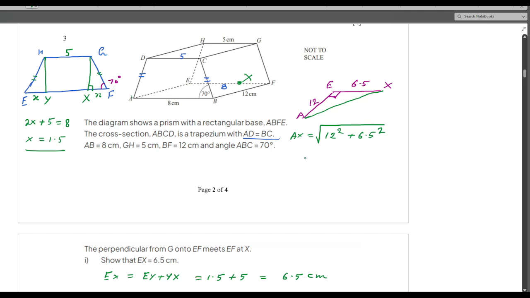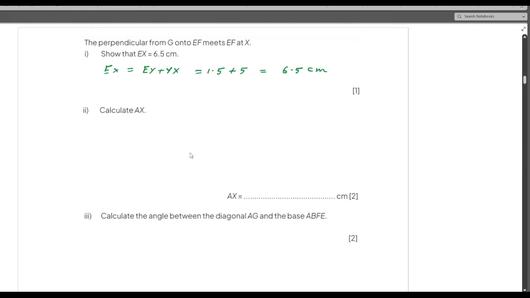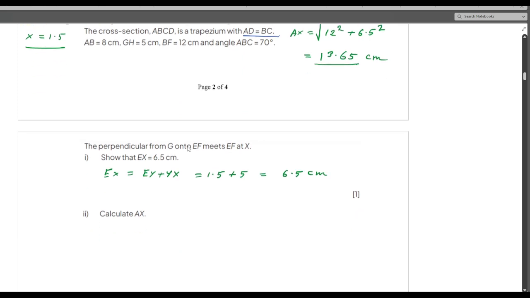13.647. So I can say that this AX is 13.65. Keep one thing in your mind: suppose I have to use this length in some other part of the problem, then instead of using 13.65, I will use the value which I'm getting in my calculator. My calculator gives me more digits after the decimal place, so we are going to use that. That will give us better accuracy at the end.